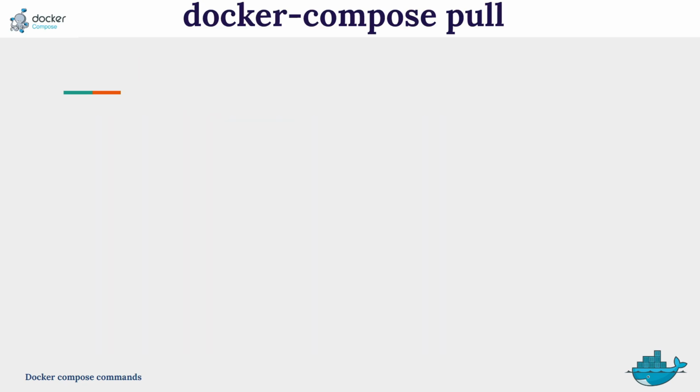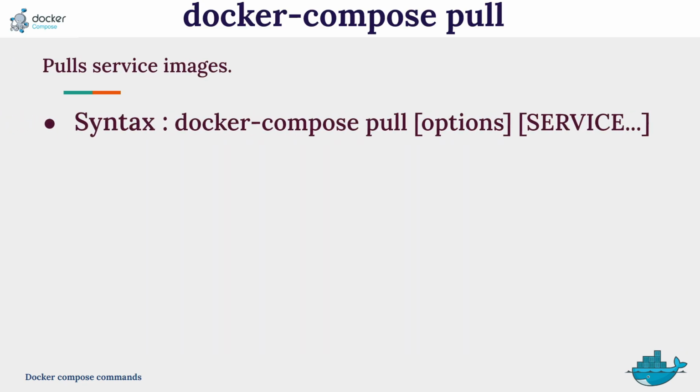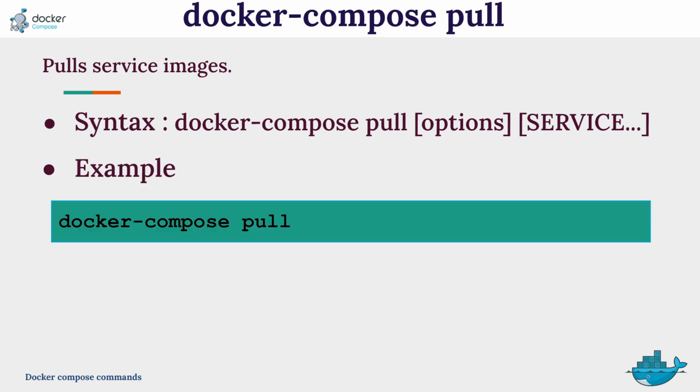Next command is docker compose pull. Pulls service images. Let's see the syntax. The usage of the docker compose pull command starts with the docker compose pull keyword, options, service. Downloads images for services from registries.